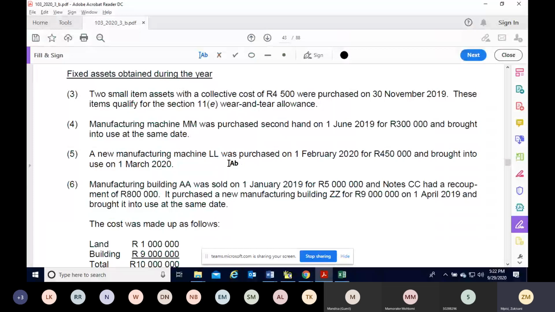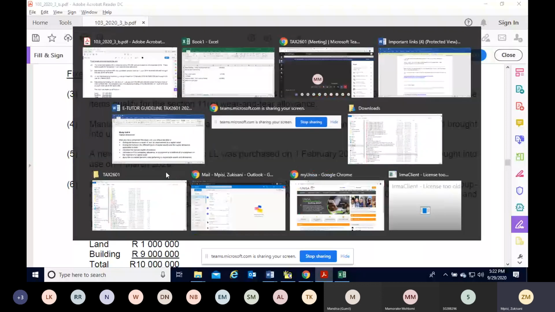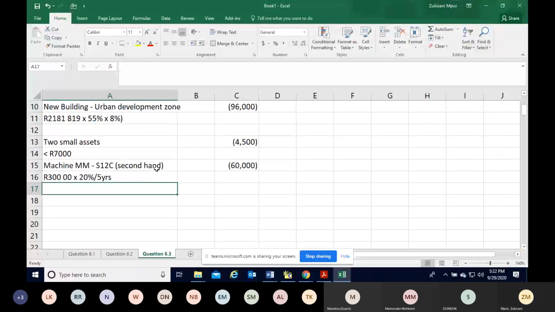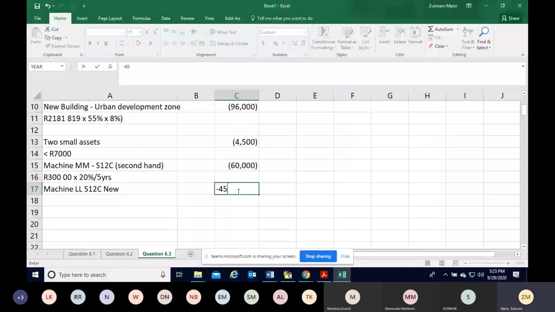A new manufacturing machine was purchased on 1 February 2020 for 450,000. So remember, it's just 2 months before year end, and it was brought into use on 1 March 2020. Remember, machine LL, it's also section 12C. It's now new, so we don't apportion. So it's going to be 450,000 multiplied by 40% in the first year, which is 180,000. Move on.